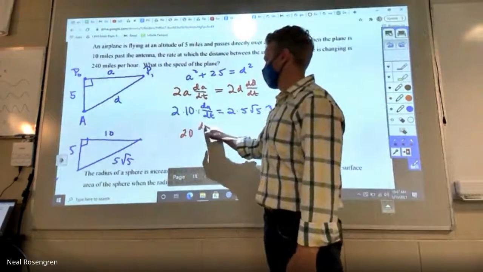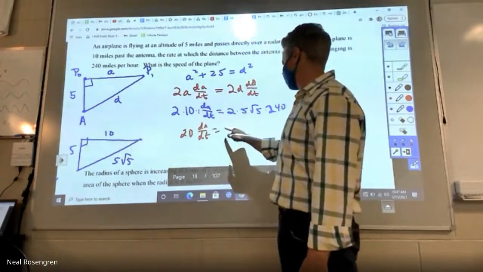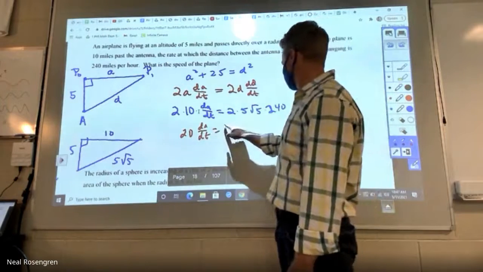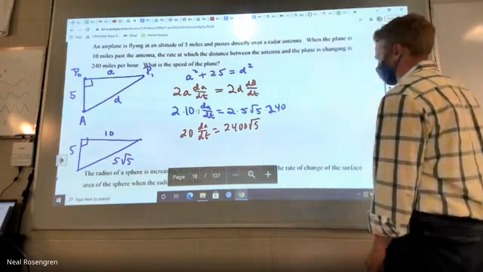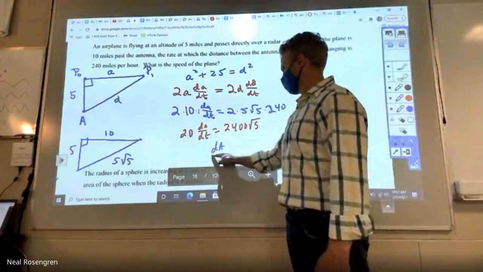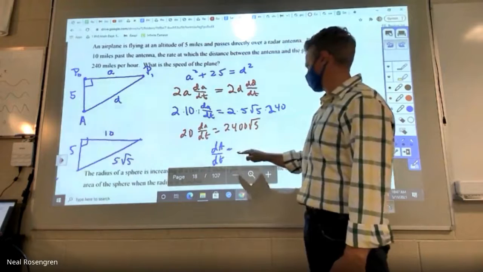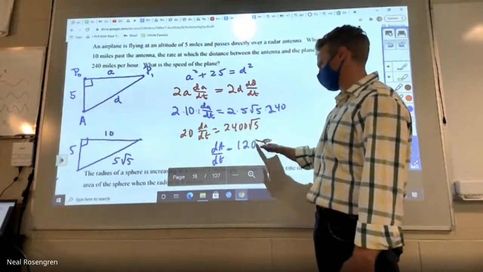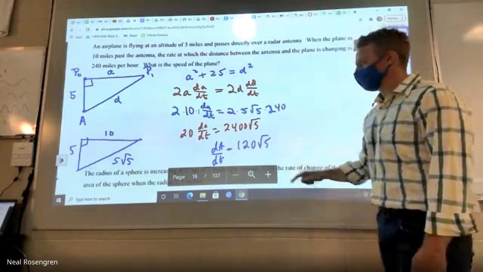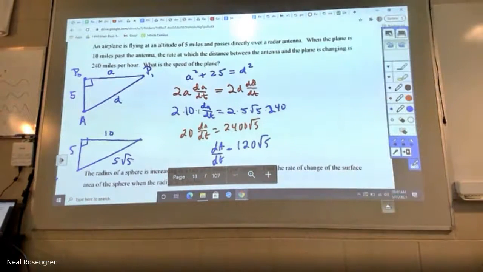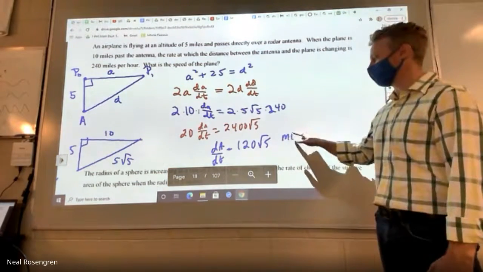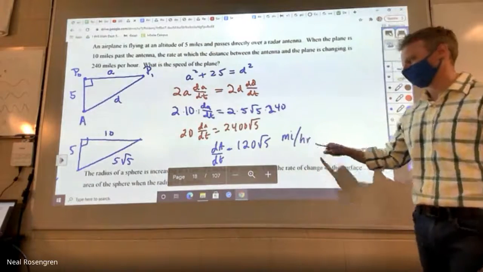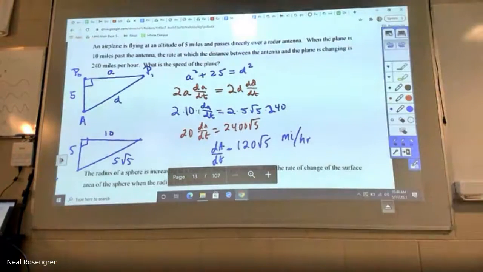20 dA/dt. And then, 10 times 240 root 5, or 2400, sorry, 2400 root 5. So dA/dt, divide both sides by 20, so 120 root 5 miles per hour. The distance, so it's not square miles or cubic or anything like that. You can put miles per hour, you can put mph. If you wanted to abbreviate miles, it's mi. Why don't we use m, do you think? Meters.